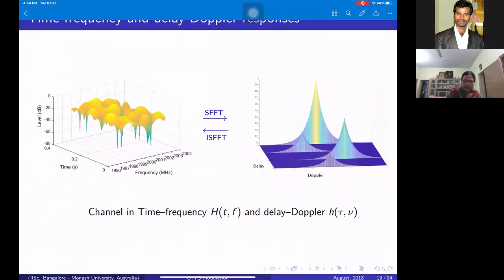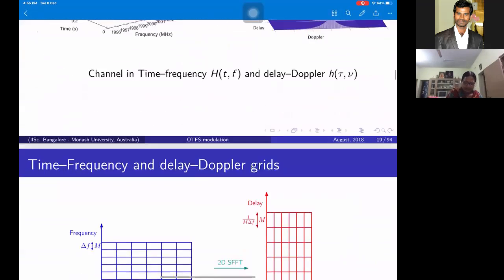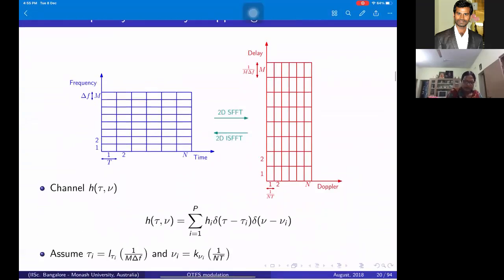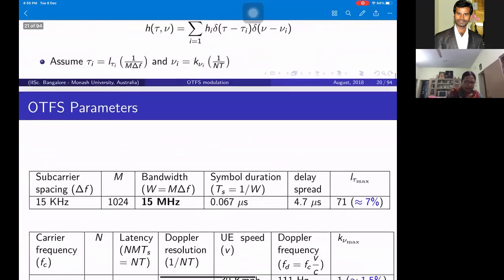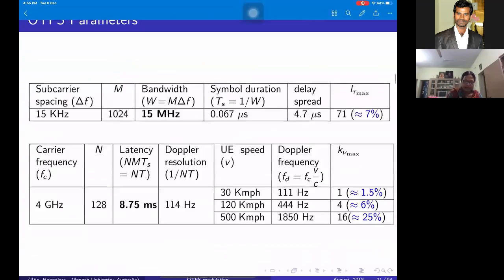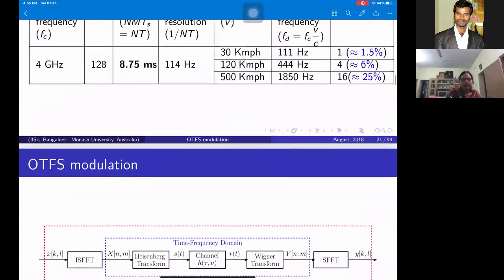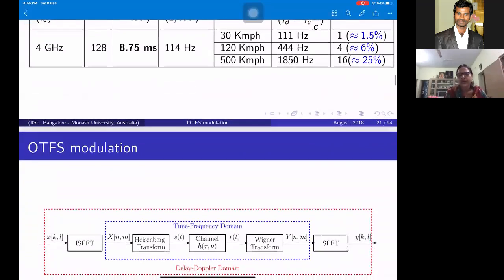So they use SFFT and ISFFT equations, that is, the channel in time-frequency and delay-Doppler domains. This is the way OTFS is different from normal GFDM or OFDM. In GFDM and OFDM, we have considered only H of t. Here we are considering H of t comma v. The channel is different, so we are changing this channel.